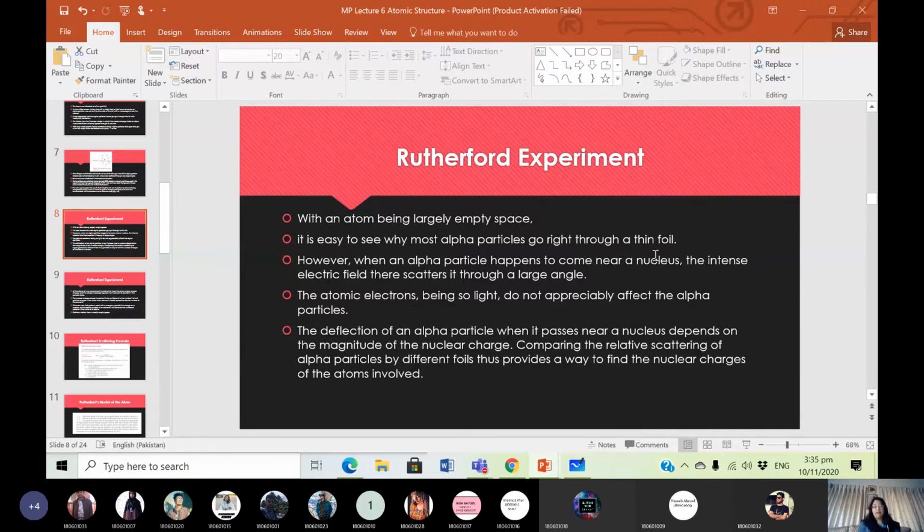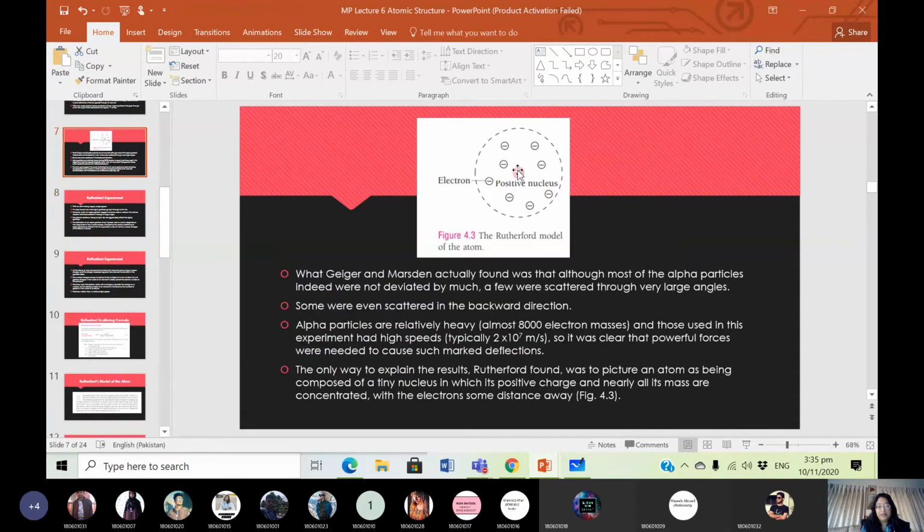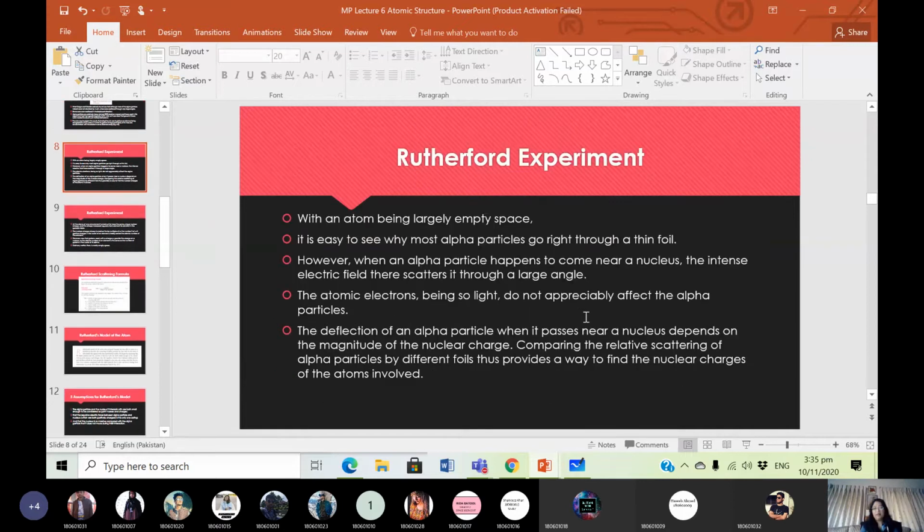That's why most of the alpha particles just go straight through the gold foil. However, when an alpha particle happens to come near a nucleus, the intense electric field there scatters it through a large angle. A nucleus contains the protons and neutrons, and it's positively charged. We also have the strong force there, so forces are very strong in the nucleus.